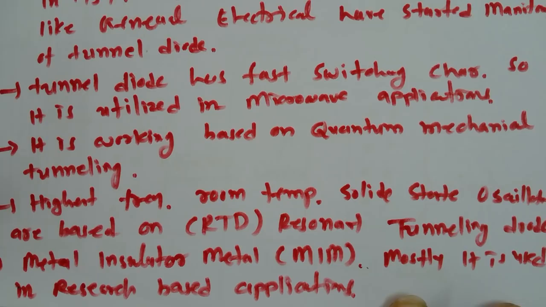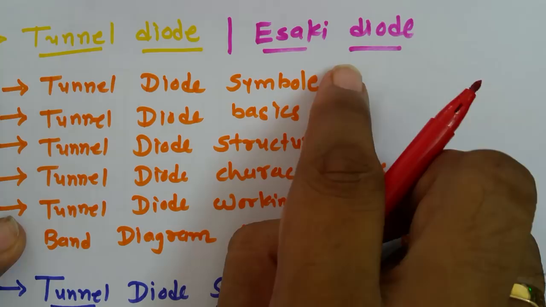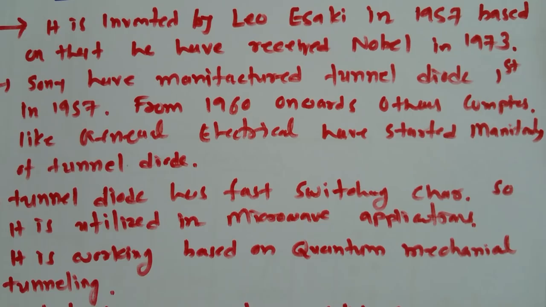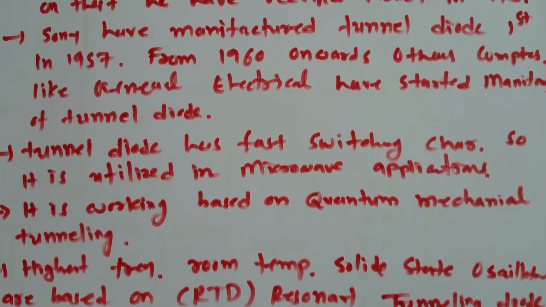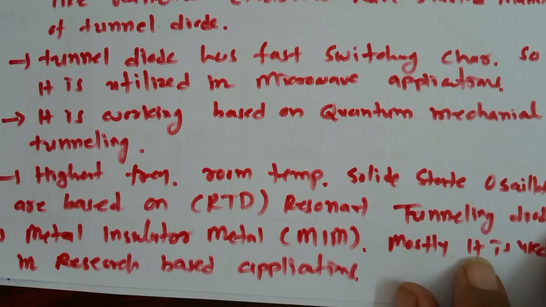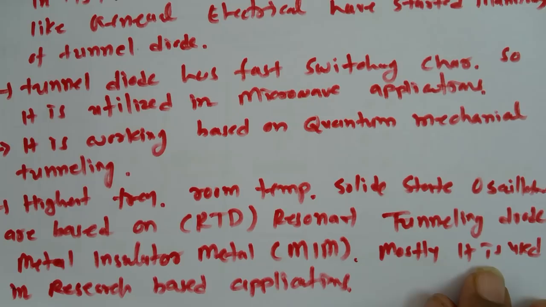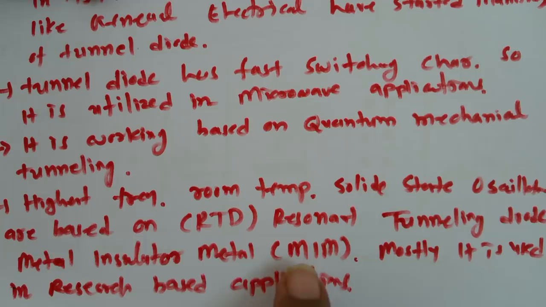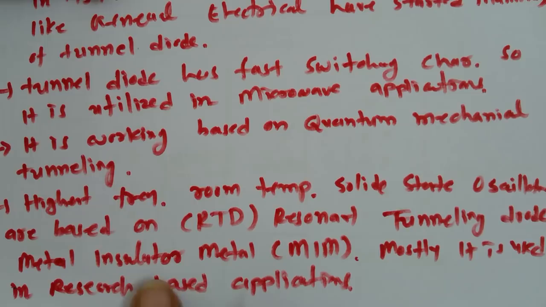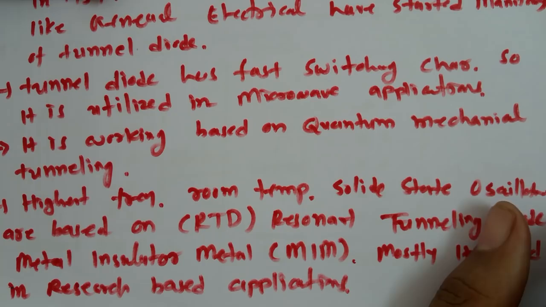So this is what about basic of tunnel diode. Tunnel diode is even referred as Esaki diode. The reason is it has been invented by Leo Esaki in 1957, and based on that he received Nobel Prize. And it has been first manufactured by Sony, and from 1960 onwards General Electrical have initiated its manufacturing. It is very fast in terms of switching, that's why we use that in microwave applications. Its working is based on quantum mechanical tunneling. So that I'll be going to explain you when I explain its working. There are some other categories of tunnel diode like RTD, which has been used for highest frequency room temperature solid state oscillations. And one more category which is there with tunnel diode, that is metal insulator metal, MIM, but mostly that has been utilized for research based applications.